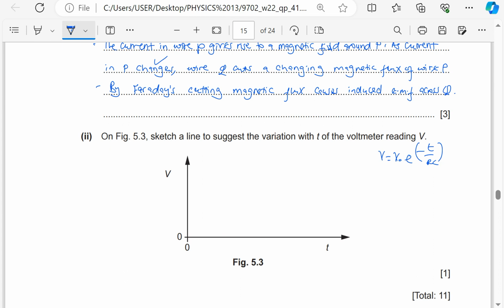So it also means V is directly proportional to the current. When t equals 0, before discharge, the induced EMF, or the reading of the voltmeter, gives us a value V naught. As time goes on, as t tends to infinity, V tends to 0. So the graph will start from a certain point and tend towards the x-axis with a negative gradient, exponential.